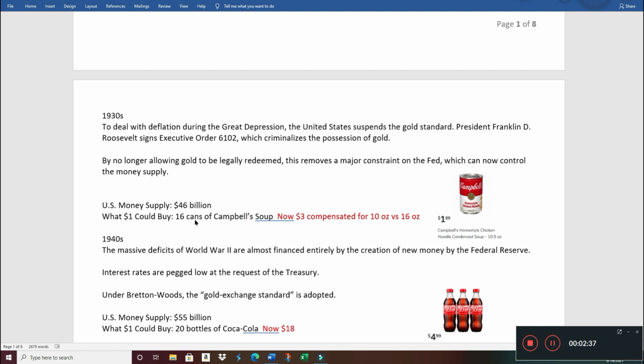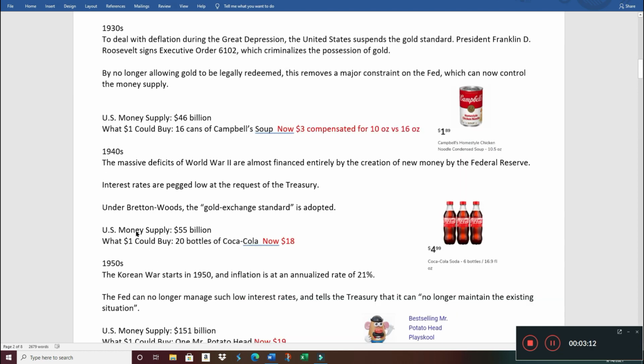A dollar could buy 16 cans of Campbell's soup. Oh, you know what? That said 16 cans. I miscalculated that. Some of the problems I've had with these is it doesn't tell you the size of the cans. And I believe these were 16-ounce cans at the time. Now they're only 10-ounce cans. So the funny thing is a 16-ounce can equivalent would be $3, but you'd have to multiply it times 16 to get the equivalent. So you can see the big difference in Campbell's soup.